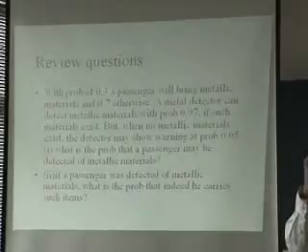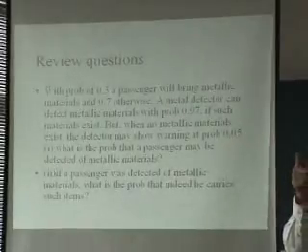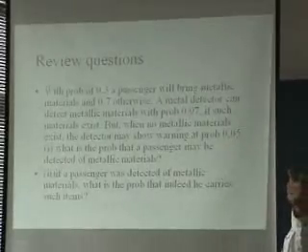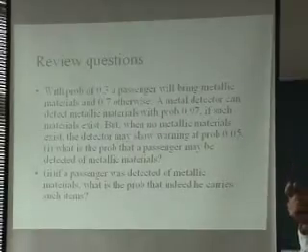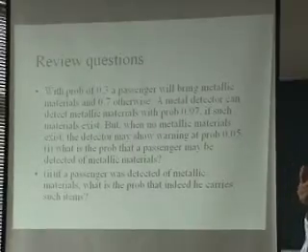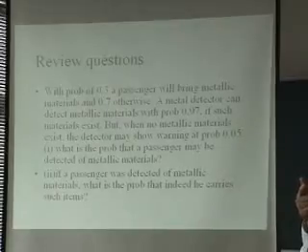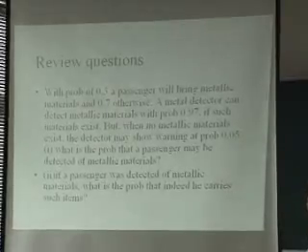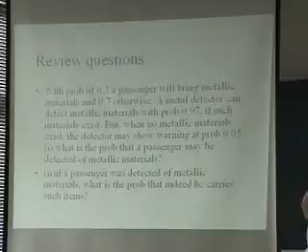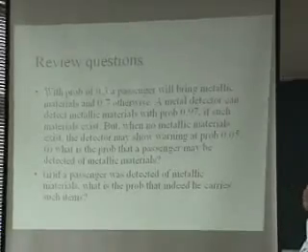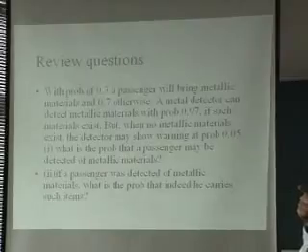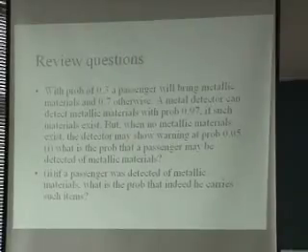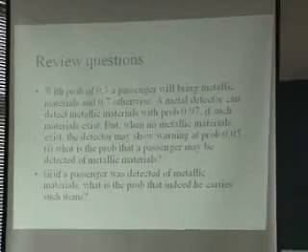It is 0.3 times 0.97. This is the first part. The second part is the false alarm. What is the false alarm? This person doesn't bring metallic material with him, but the bell rings. So that is 0.7 times 0.05, right? Okay, second question.